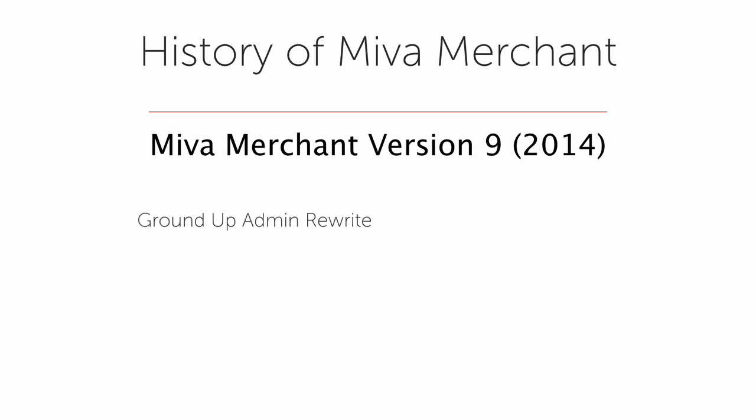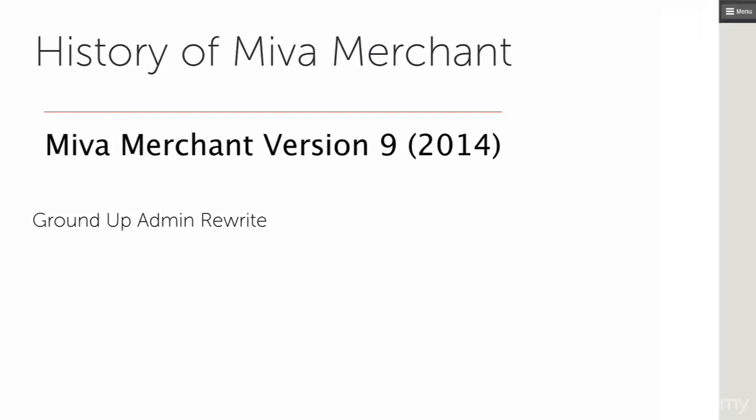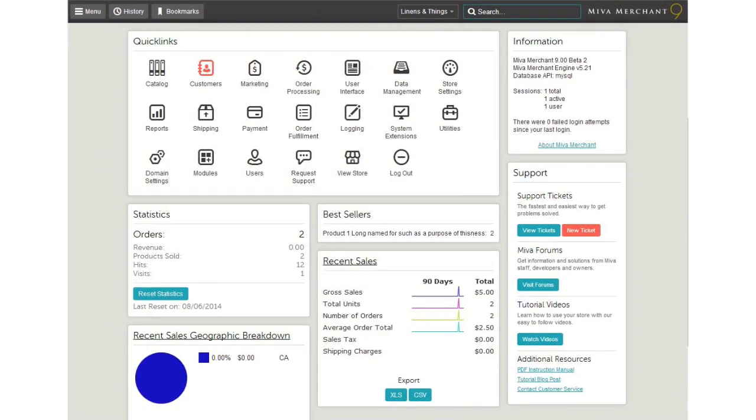However, it includes a ground-up rewrite of the admin. In the version 9 admin, not only does everything look much nicer, it's also structurally organized to make things easier to use and easier to find. For example, products, categories, and attribute templates have all been combined into a single navigational item called Catalog.